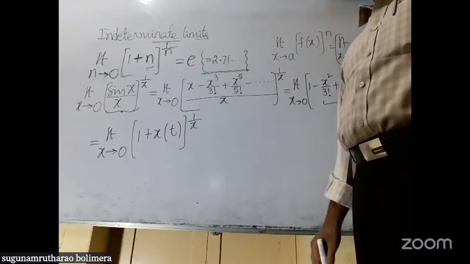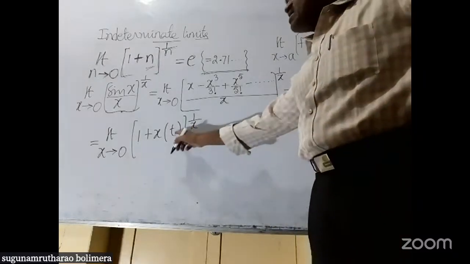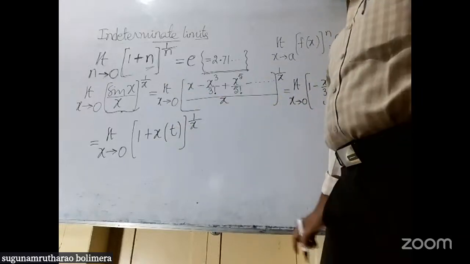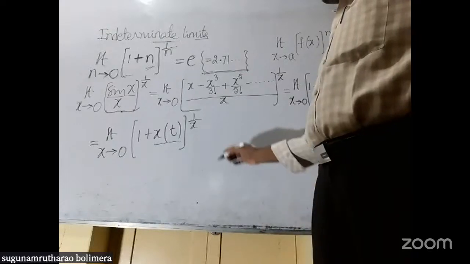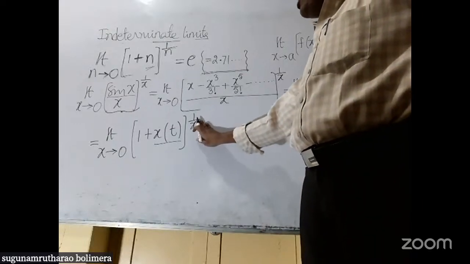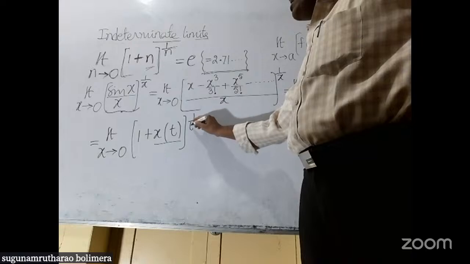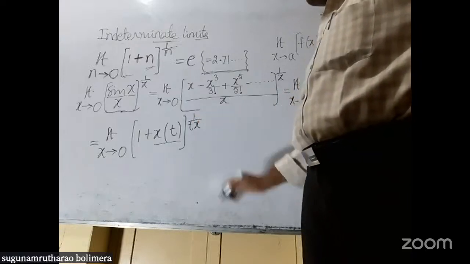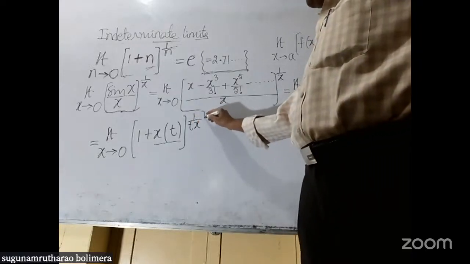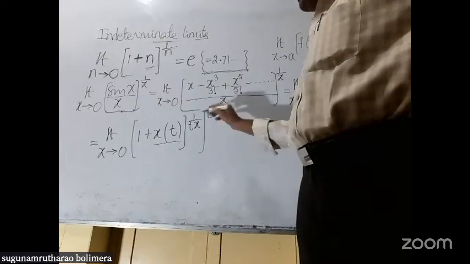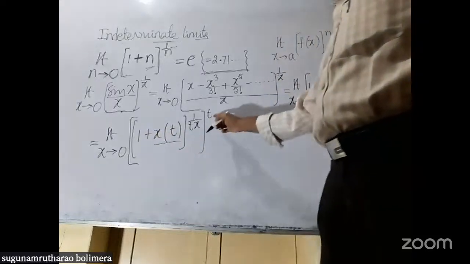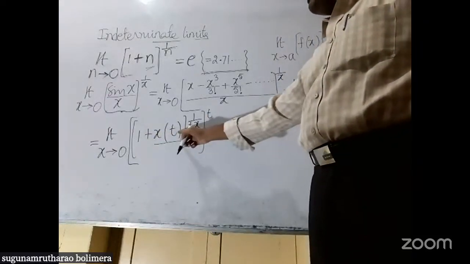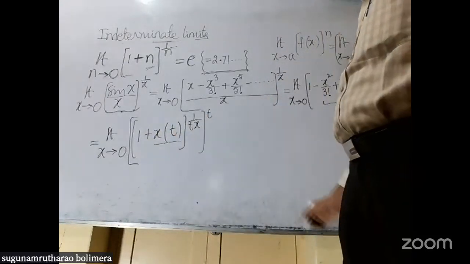And I'm going to write what that t is. As I have written t here, I am going to write t in the denominator also, and again I am writing whole power t. Now t gets cancelled.